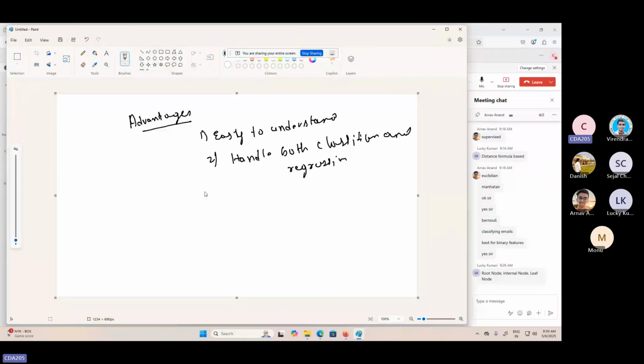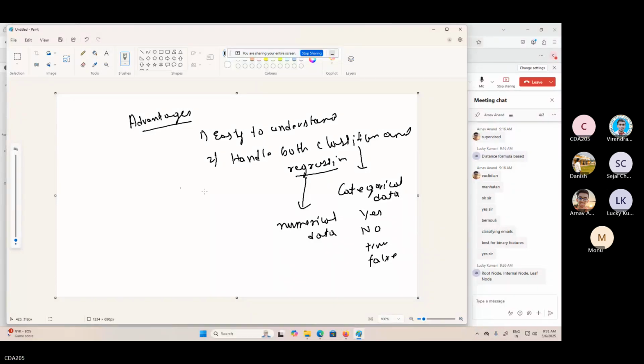Whenever we are talking about classification, it means categorical data, like yes, no, true, false. Whenever we are talking about regression, it is numerical data, that is continuous. The third advantage is that it requires little processing.